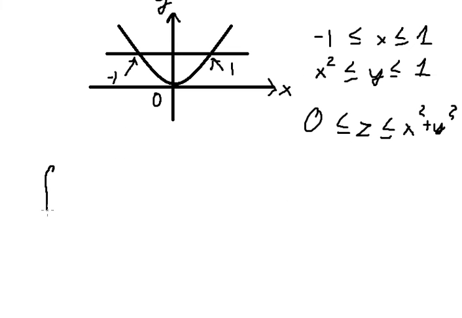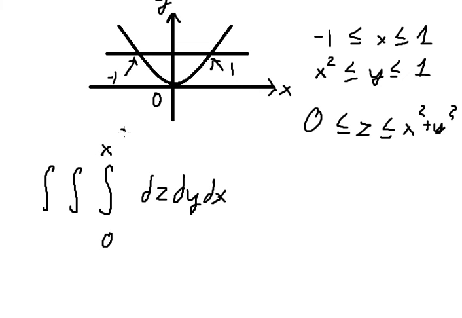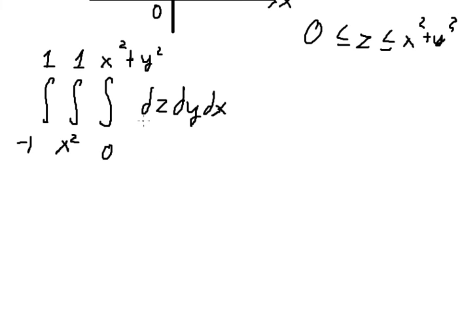And now we need to use triple integrals. We have dz, dy, and dx. About dz, it goes from 0 to s squared plus y squared. About dy, we start from s squared to 1. And we have s from negative 1 to positive 1. Now we need to calculate.